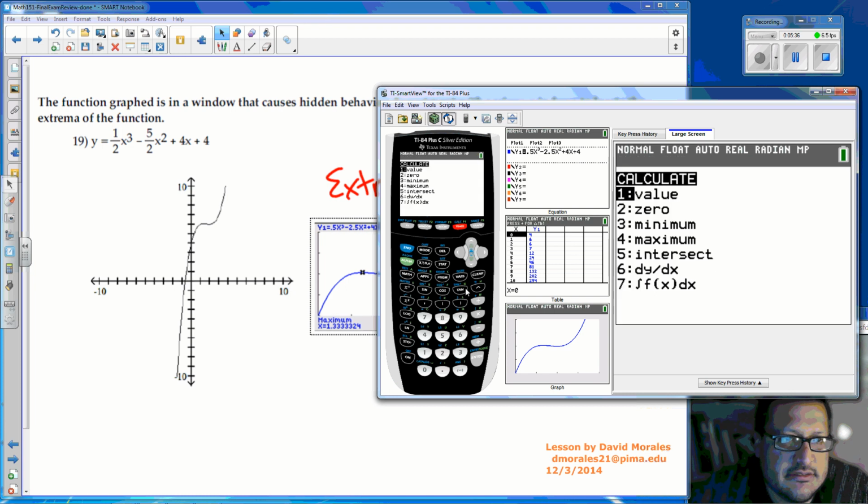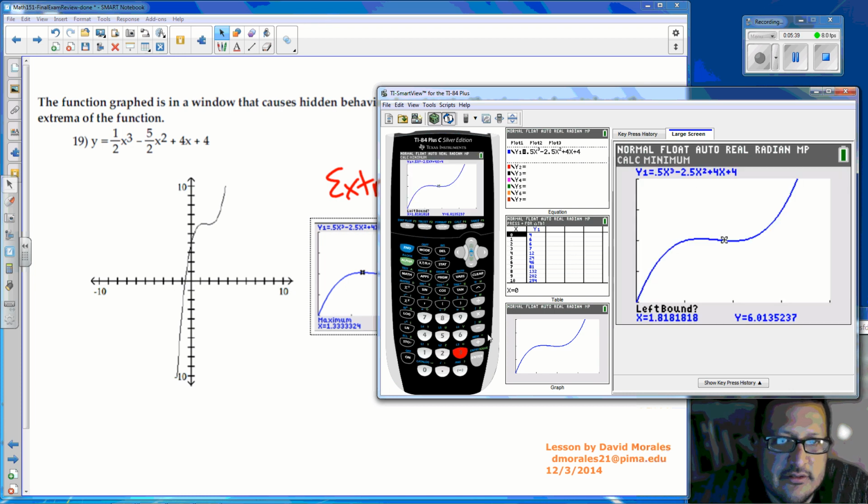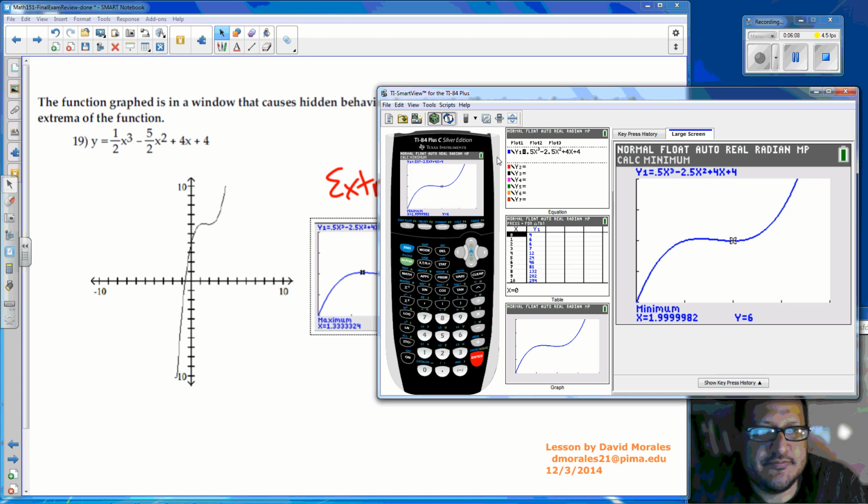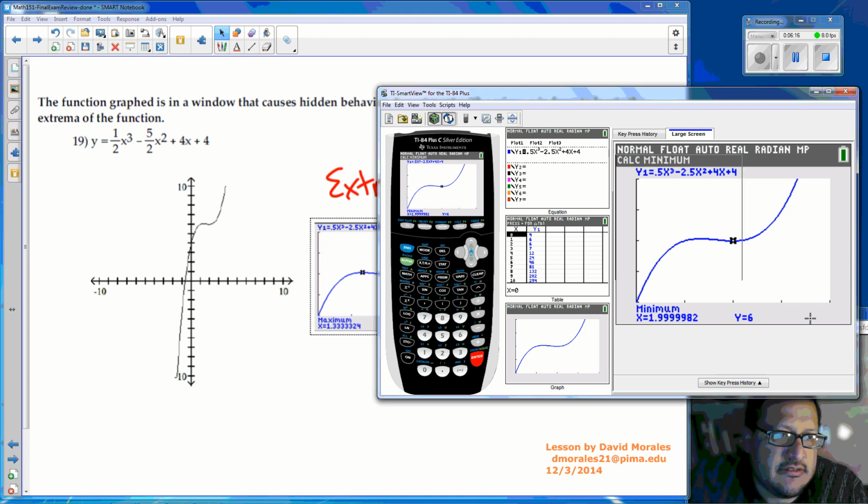Second calc minimum. Okay, now we're going to choose the left bound here. We're going to go to the right bound. Notice that right here it's about 6, and we're trying to go up again. So I'm clearly on the upside. I'm going to be on the valley. And we guess it's somewhere in here. The guess doesn't have to be accurate because it'll find it. The minimum looks to be at around 2 and 6. We're going to copy this over, and I'll even copy it so it shows what it is.